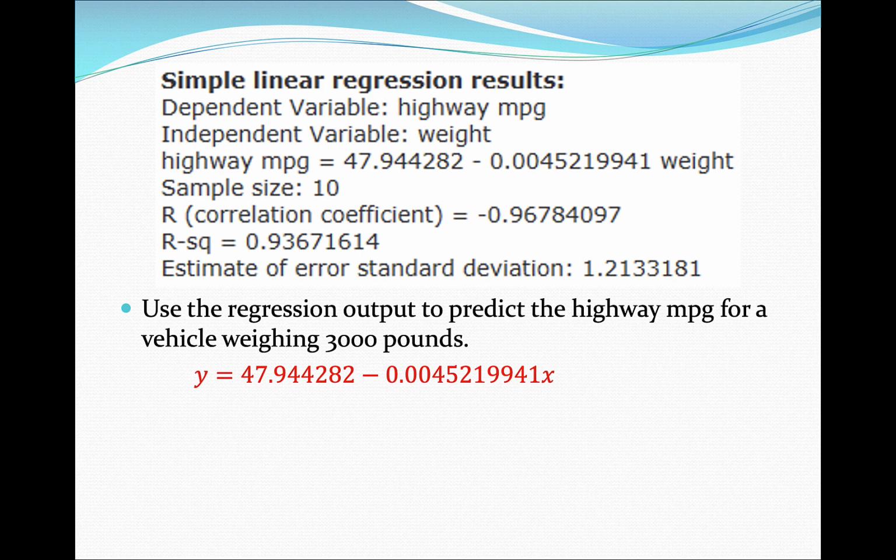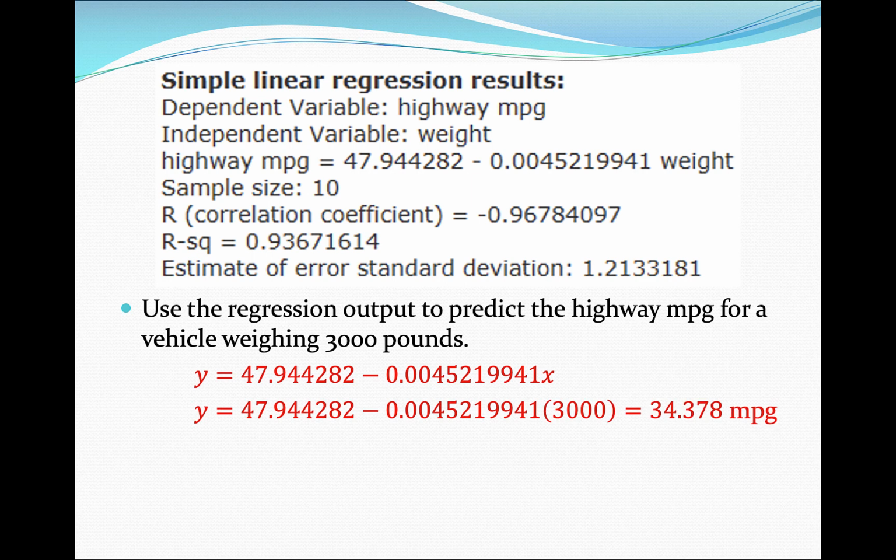So notice we don't actually have to come up with the equation. We just have to get the equation from the output, and then once we have the equation, then we can predict, and that's how this process is going to work. So to predict y based on an x value of 3,000, we do nothing more than just plug in 3,000 for x, and if you plug in 3,000 for x, then you will get a predicted value for y of 34.378 miles per gallon. So once you get the regression equation, it's simple. To predict y based on x, you just plug in for x and solve for y. That's all you have to do.